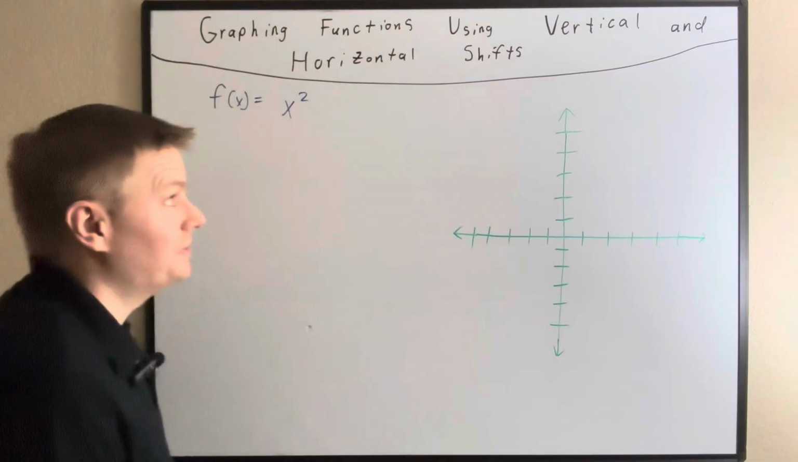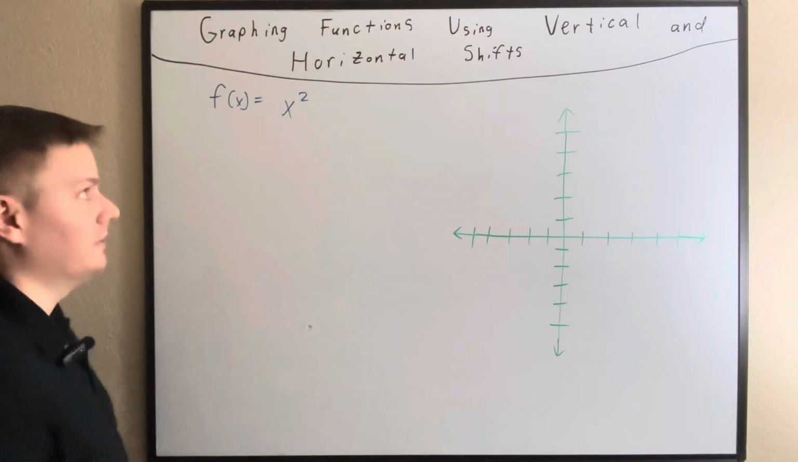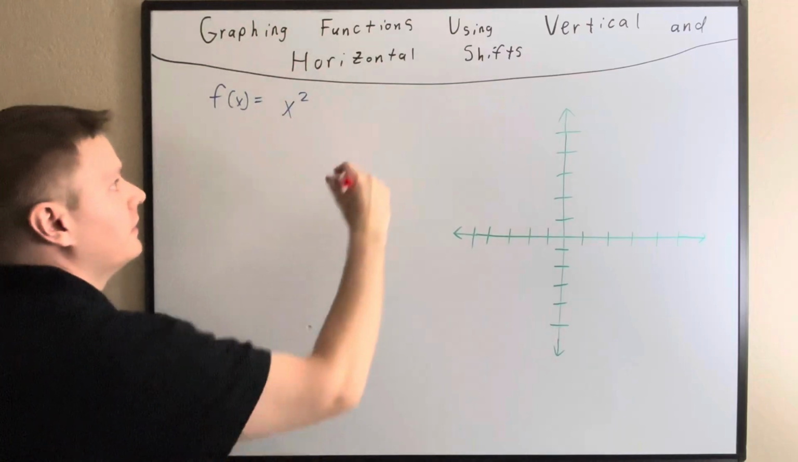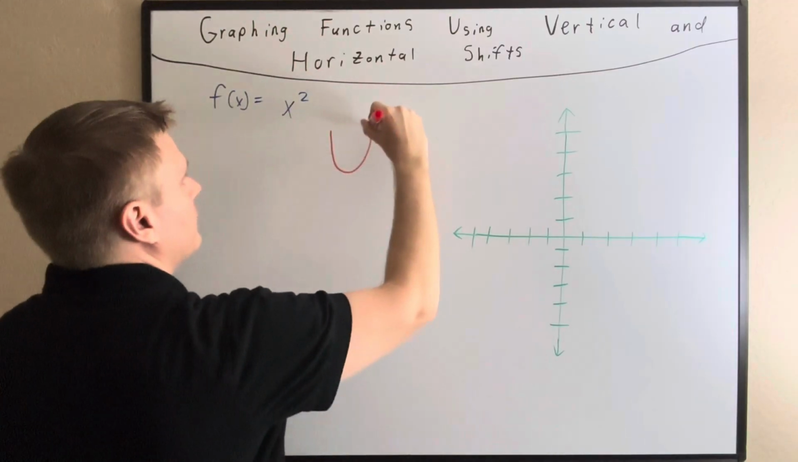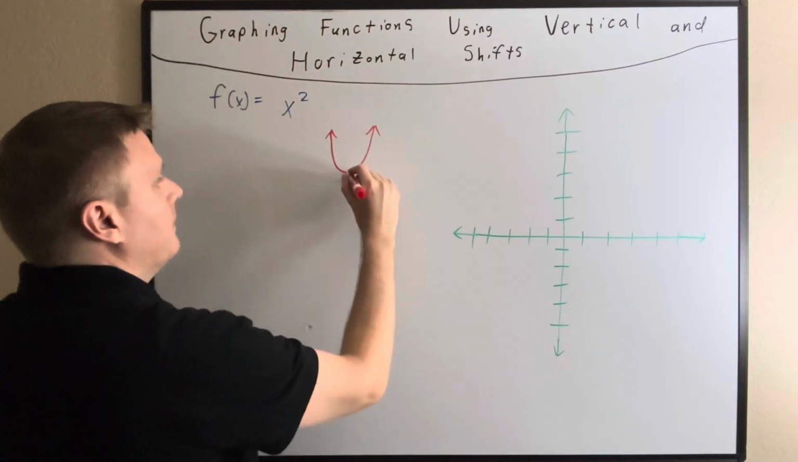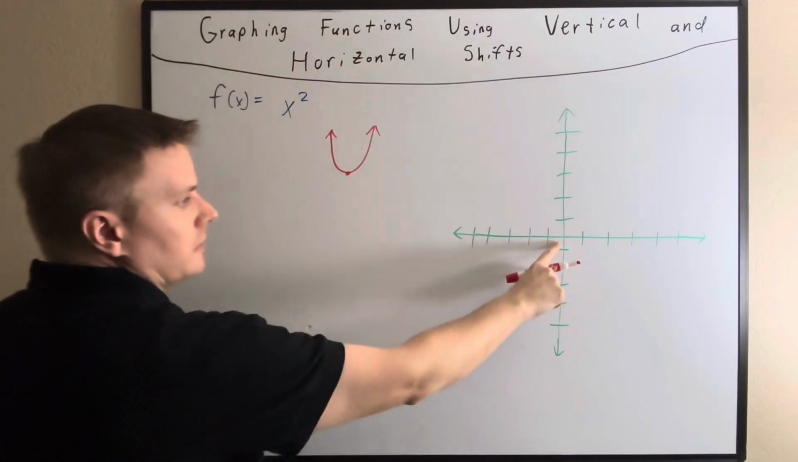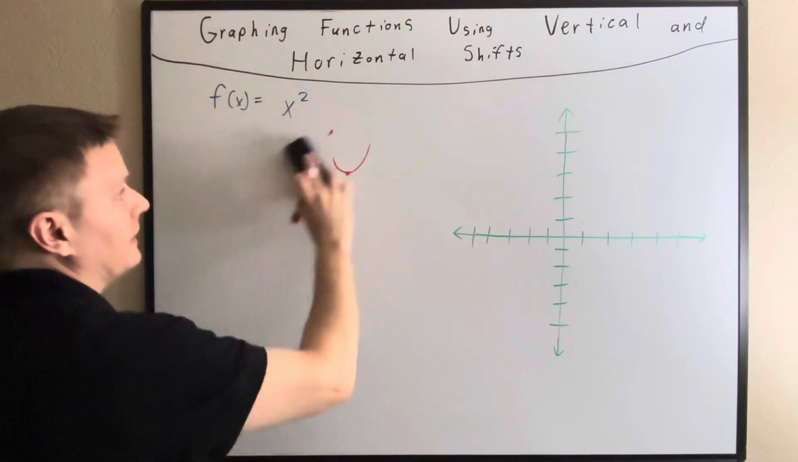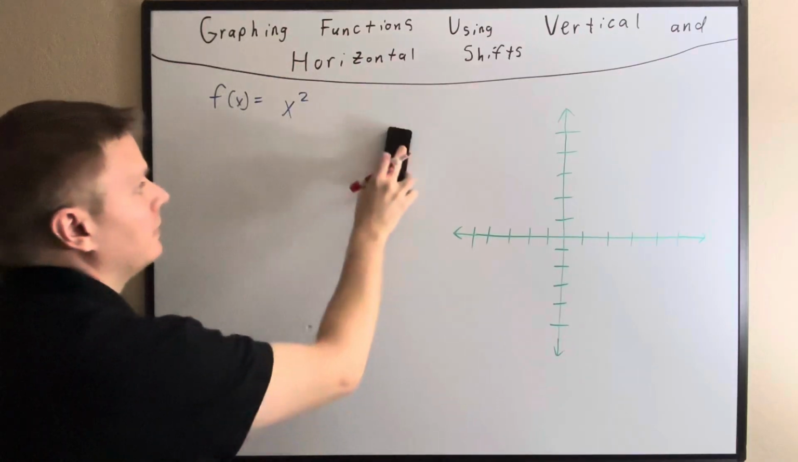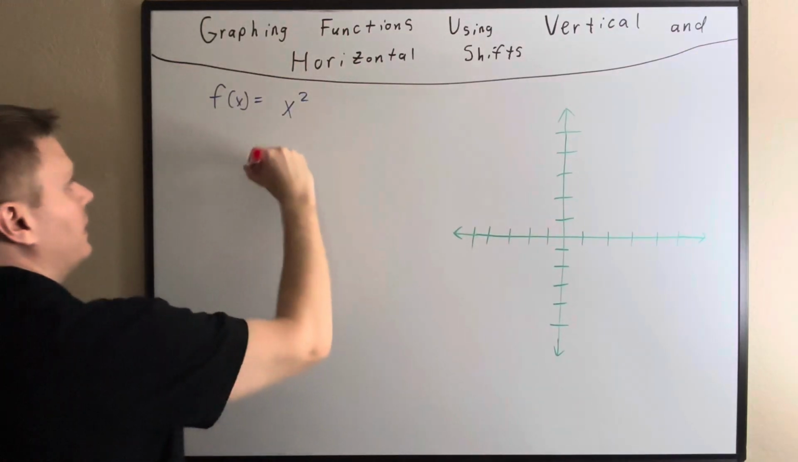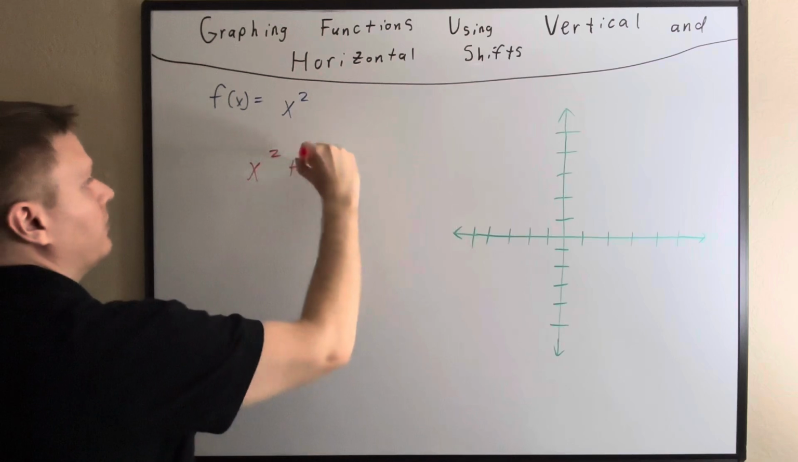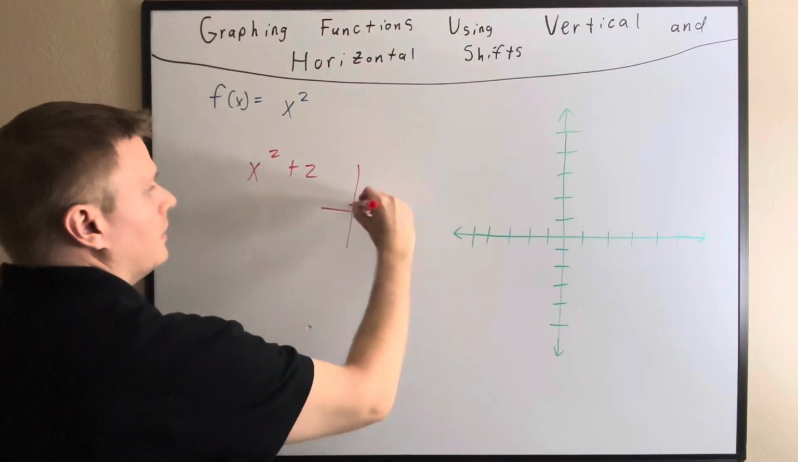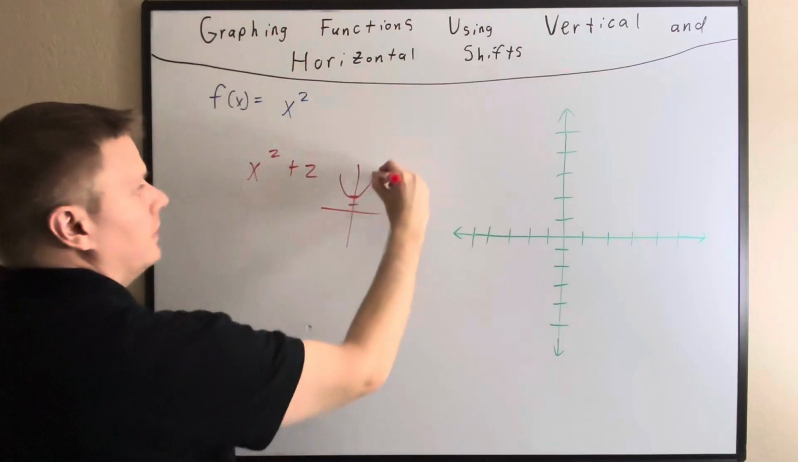All right, now let's just do the same thing, but with parabolas. As we know, function f of x equals x squared is a parabola, right? With that minimum at the origin, right? So if we wanted to shift it up, we would say x squared plus 2, right? And the origin would be just shifted up 2, right?